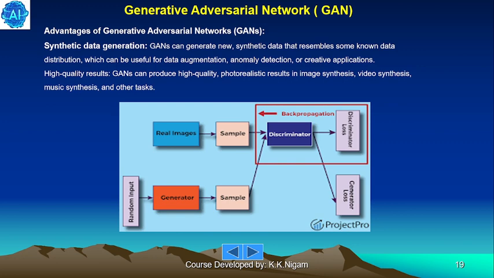Advantages of generative adversarial networks. Synthetic data generation. GANs can generate new synthetic data that resembles some known data distribution, which can be useful for data augmentation, anomaly detection, or creative applications. High quality results. GANs can produce high quality photorealistic results in image synthesis, video synthesis, music synthesis, and other tasks.